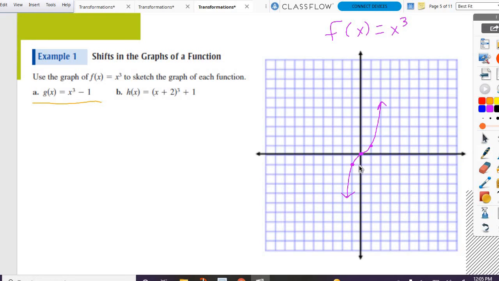Shifting it down 1. So I'm going to take the 3 points that I have on my main graph, and I'm going to shift them down 1. The overall shape of my graph stays the same, okay? I just have to move my points down 1.